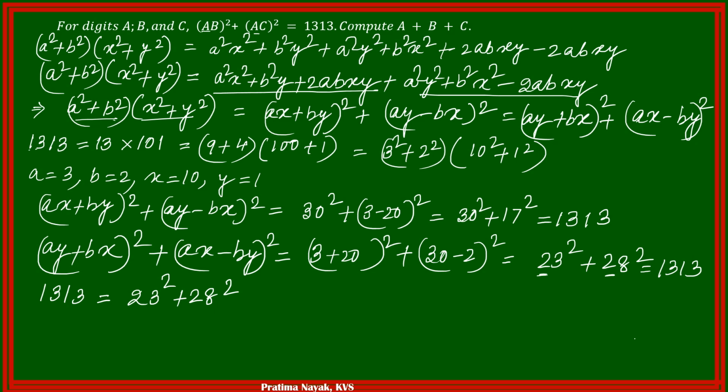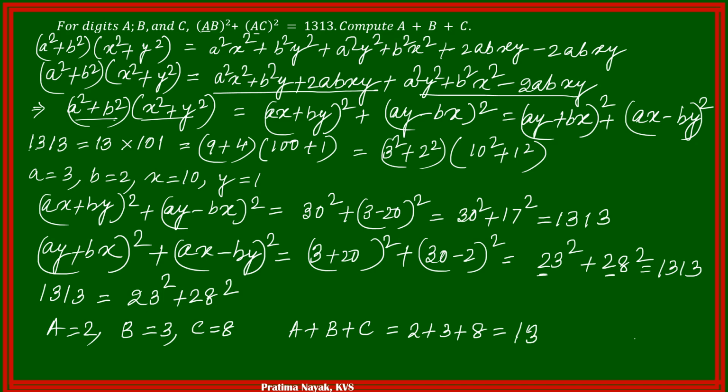So according to the question, this is the answer where A equals 2, B equals 3 and C equals 8. So what will be A plus B plus C? A plus B plus C is 2 plus 3 plus 8, that will be 15. Answer.